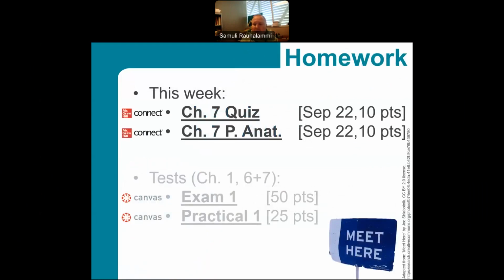This week we're working on chapter 7, so I have chapter 7 quiz and chapter 7 practice anatomy assignment, both due at the end of the week, at the end of our Sunday. I believe it's the 22nd. So kind of more back to the familiar structure of homework from what we had last week. Next week, we will be taking our first exam and first practical.